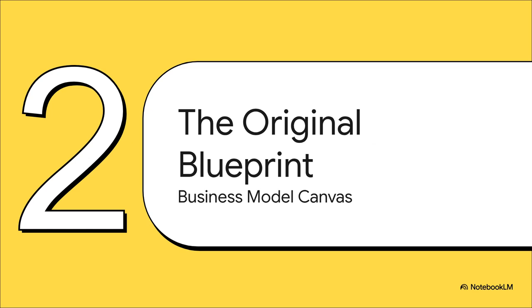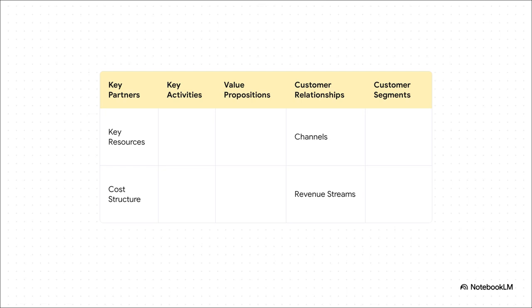So the big question is, how do you map all of this out without getting totally lost in the weeds? Well, that's where this incredible tool comes into play. Let's take a look at the original blueprint that started it all. And here it is, the business model canvas. It looks simple, right? It's just a single page with 9 boxes. But these are the 9 essential building blocks of any business.